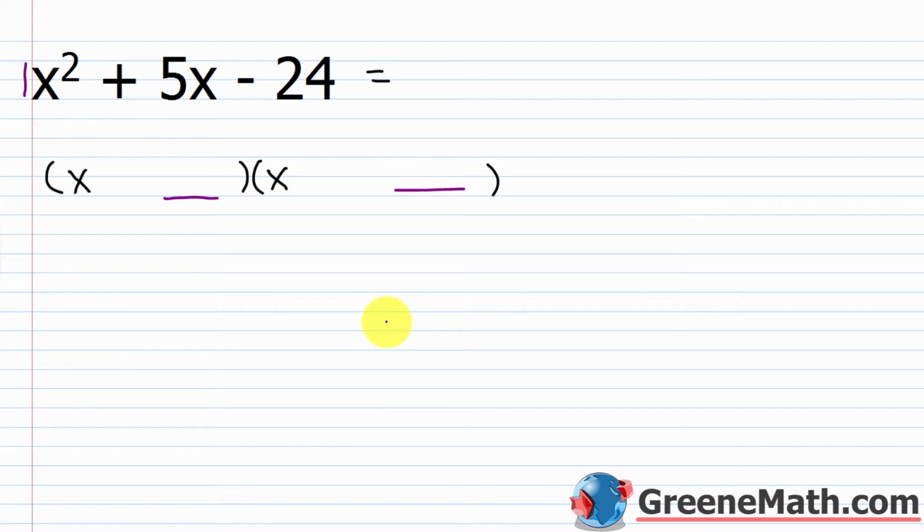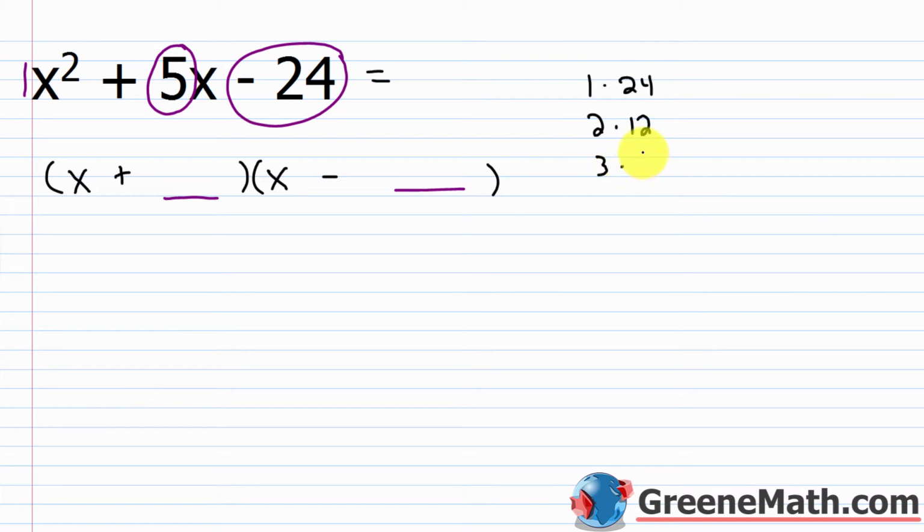And to do that, I think about two integers whose sum is 5 and whose product is negative 24. So I could think about the fact that I have a negative 24. A negative product comes from what? It comes from a positive times a negative. So I could just write that one of these is positive and one of these is negative. And I could just think about factors of 24. I've got 1 times 24. I've got 2 times 12. I've got 3 times 8.